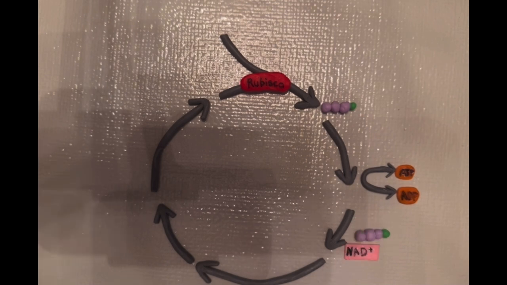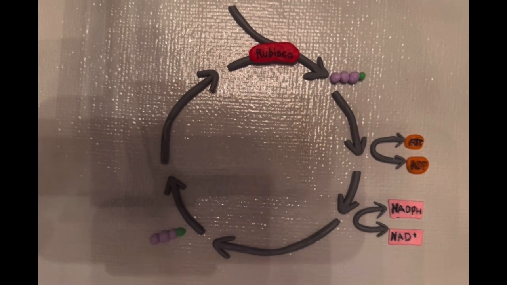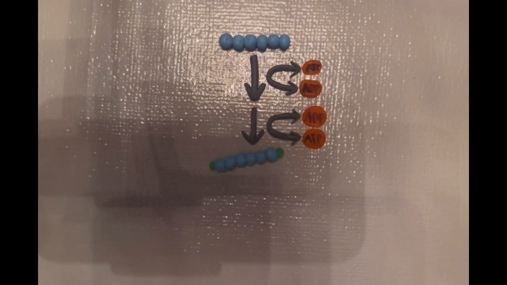1 G3P exits the cycle to help form glucose, while the remaining 5 G3P molecules regenerate RuBP using ATP. To make 1 glucose molecule, the cycle must turn twice, using a total of 6 carbon dioxide, 18 ATP, and 12 NADPH. Glycolysis occurs in the cytoplasm and breaks down 1 glucose molecule into 2 pyruvate molecules.